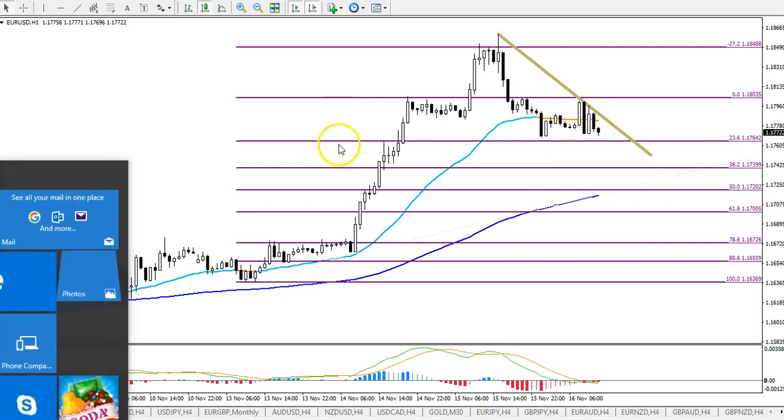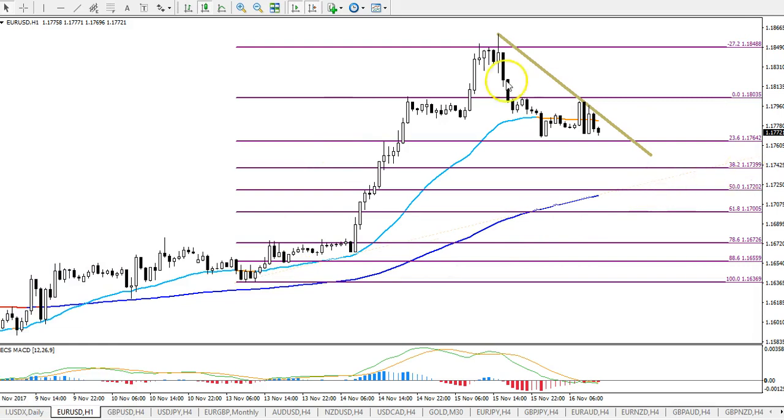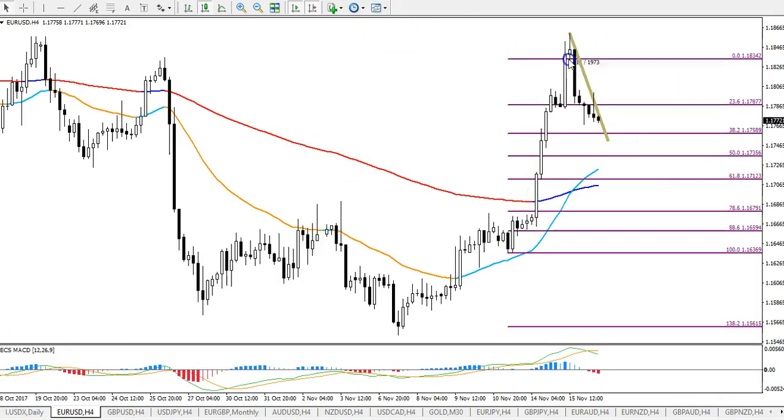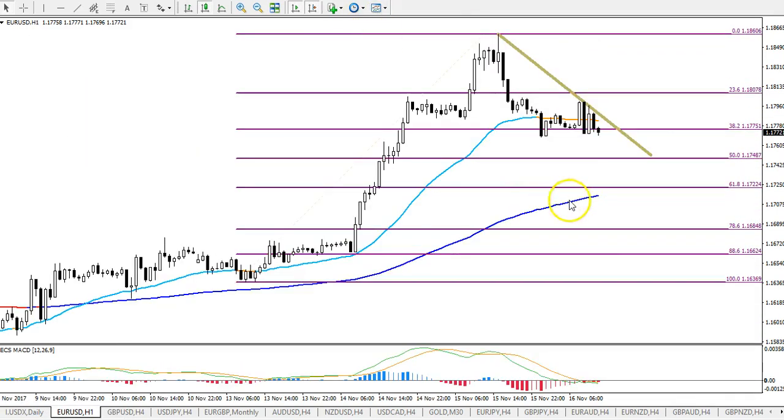Let me adjust the fib again to what I originally had actually, which was like this. All right, there we go. Makes a small downside, hits the 50 fib, turns at the 50 fib, breaks the trend line, and goes again. That would also be one way to trade this trend line.